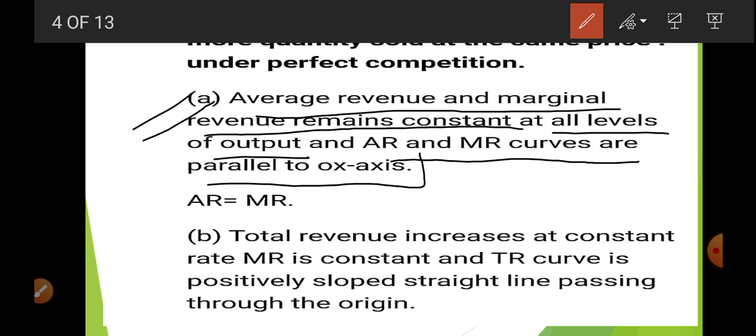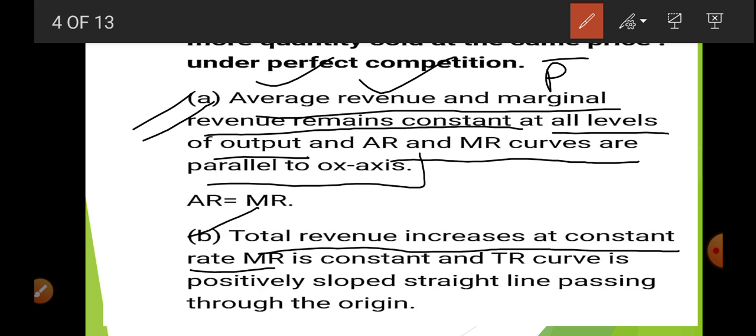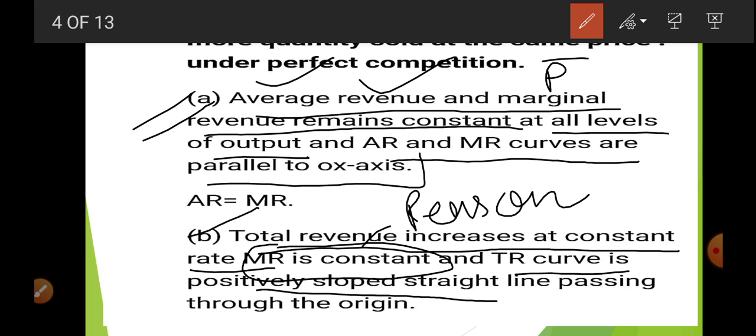This is the first point that we find in the case of perfect competition: when price is constant, all the output is sold at the same price. Second thing, what about the total revenue? The total revenue increases at a constant rate. Why? Because MR is constant. So this is the reason. TR curve is a positive sloped straight line passing through the origin.